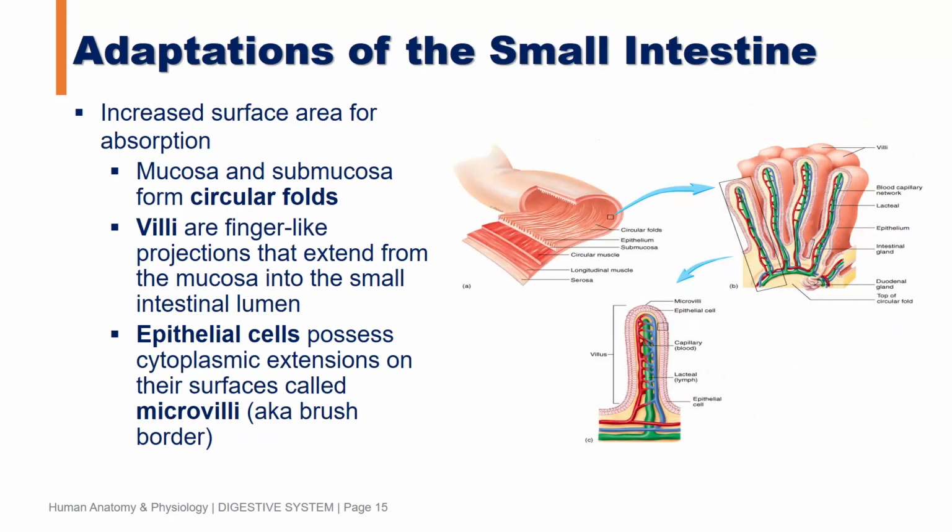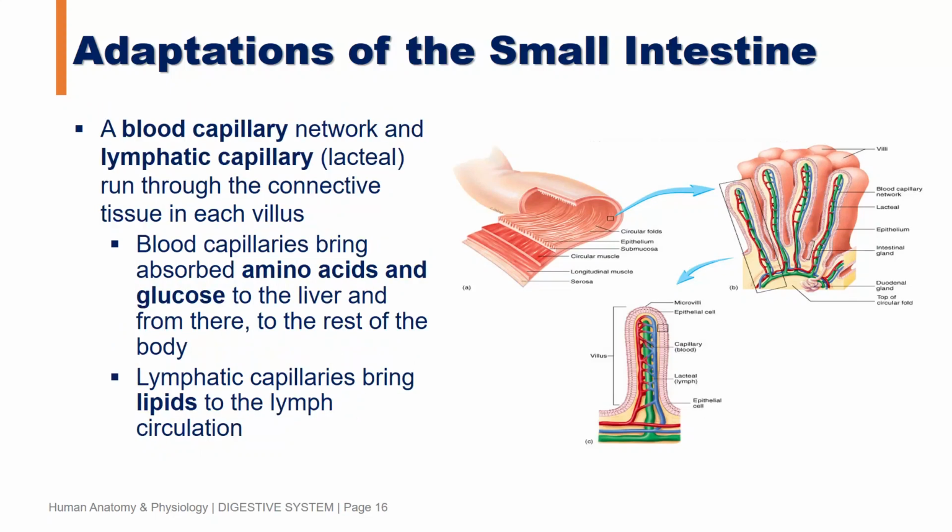Adaptations of the small intestine. Increased surface area for the absorption. You have your mucosa and submucosa forming circular folds. Next, in the photo here, you have the villi. Villi are finger-like projections that extend from the mucosa into the small intestinal lumen. Then blood capillaries bring absorbed amino acids and glucose to the liver, and from there to the rest of your body. Lymphatic capillaries bring lipids to the lymph circulation.